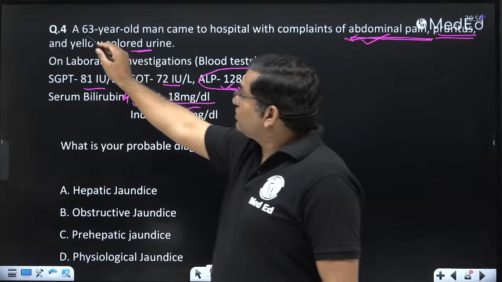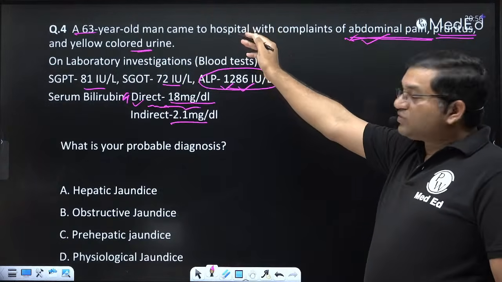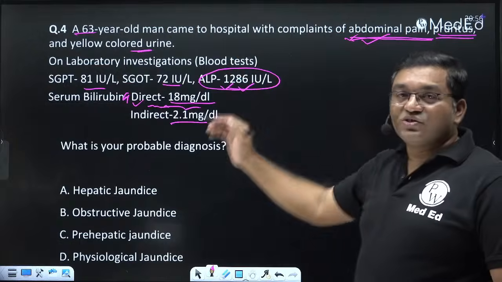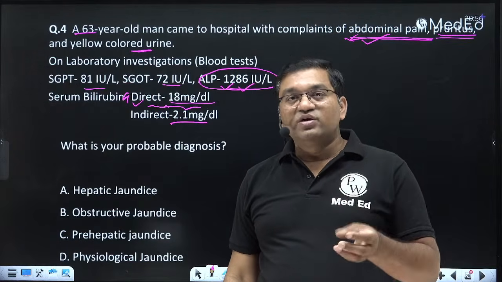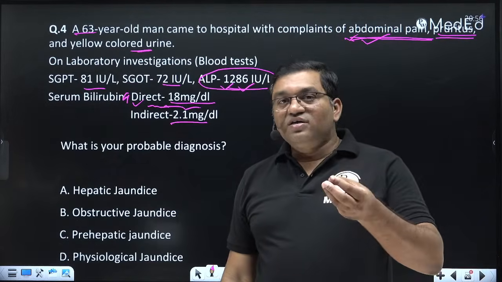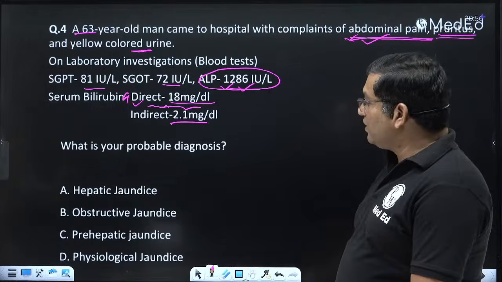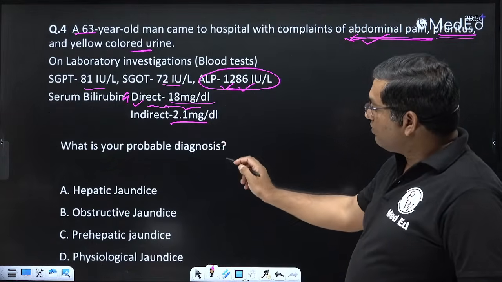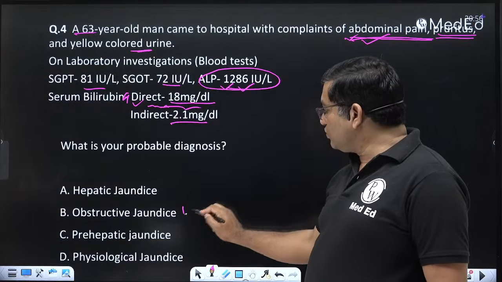See the age, 63-year-old man. There may be an obstruction because of stone in the common bile duct, stone, stricture, tumor, tuberculosis of the common bile duct, or the carcinoma of the head of the pancreas that causes the obstruction to the flow of bile. So what is your probable diagnosis? Here this is a case of obstructive jaundice.